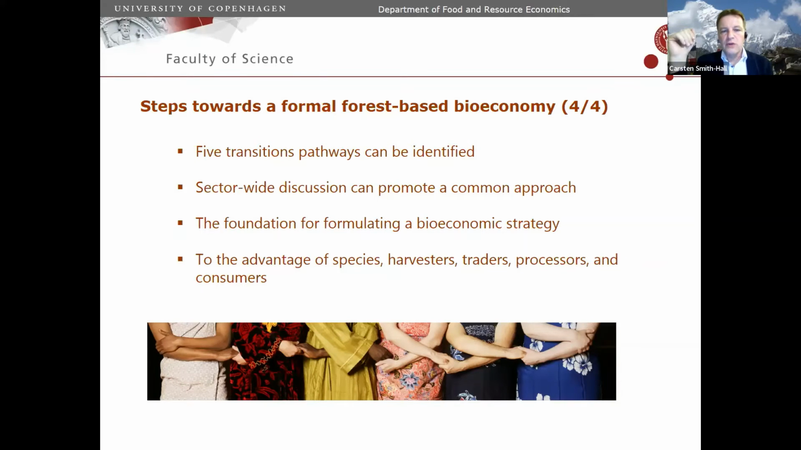should we focus on. And that could form the foundation for formulating an explicit bioeconomic strategy for non-timber forest products in Nepal. And that would be to the advantage of species, harvesters, traders, processors, and consumers. So that is definitely the goal.